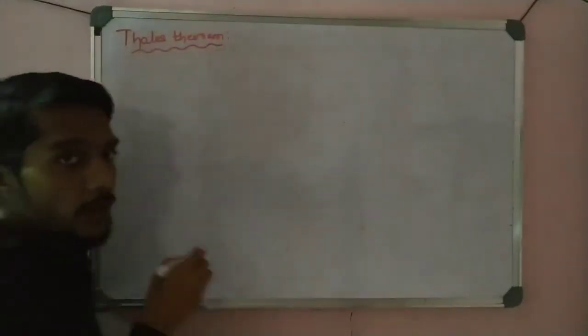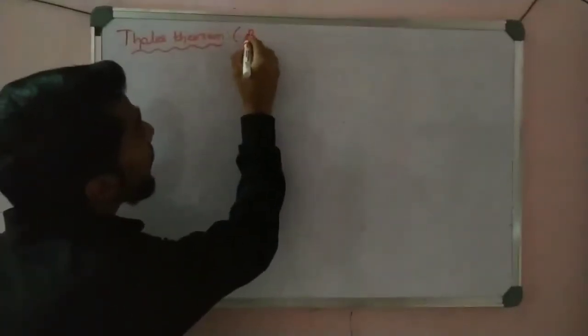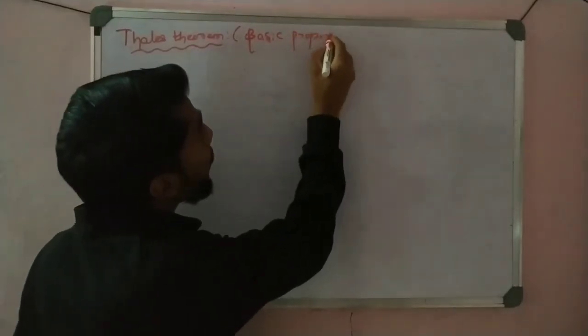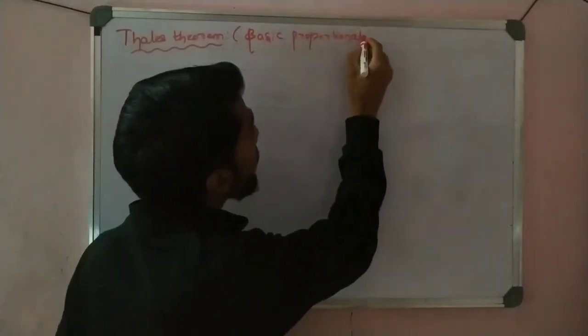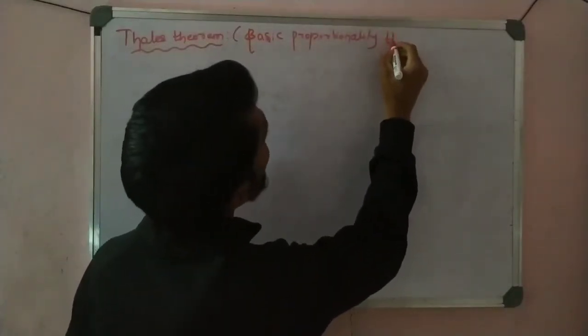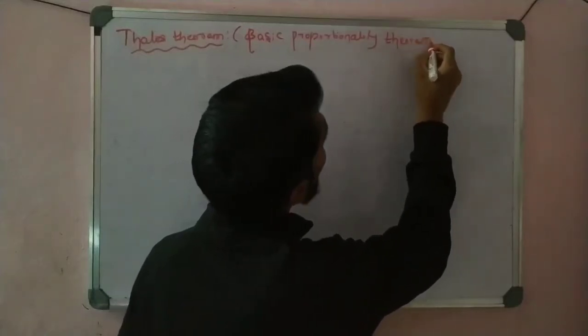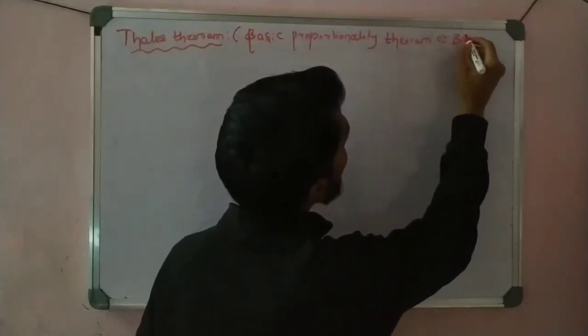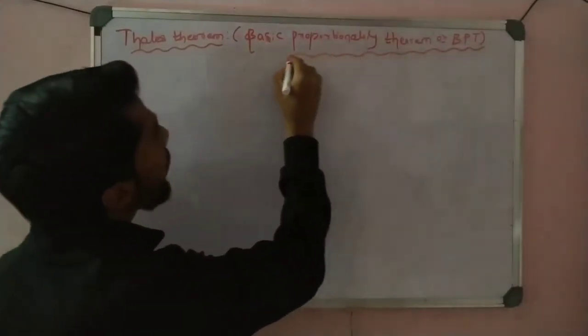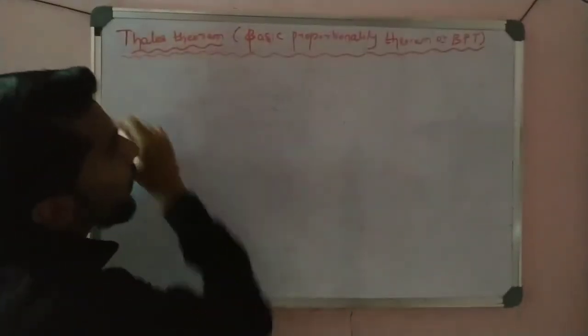Thales theorem. This is the first theorem, very important for examination for 4 to 5 marks. It is also called the basic proportionality theorem. In short we write it as B for basic, P for proportionality, T for theorem, BPT theorem. Shortcut: BPT theorem.